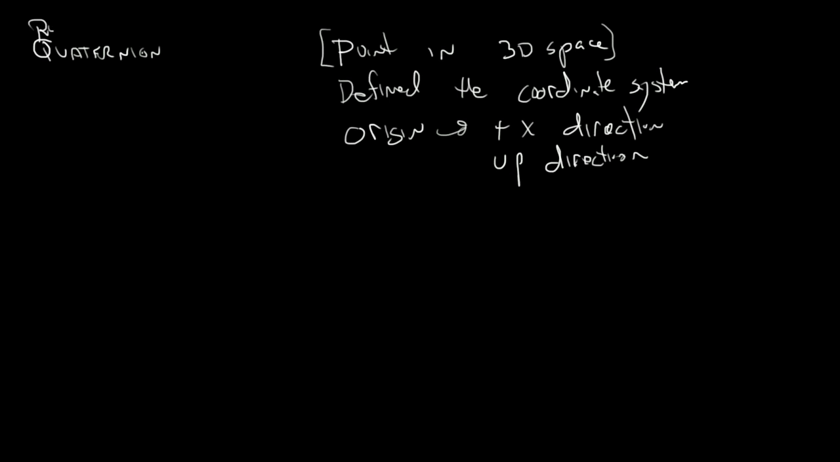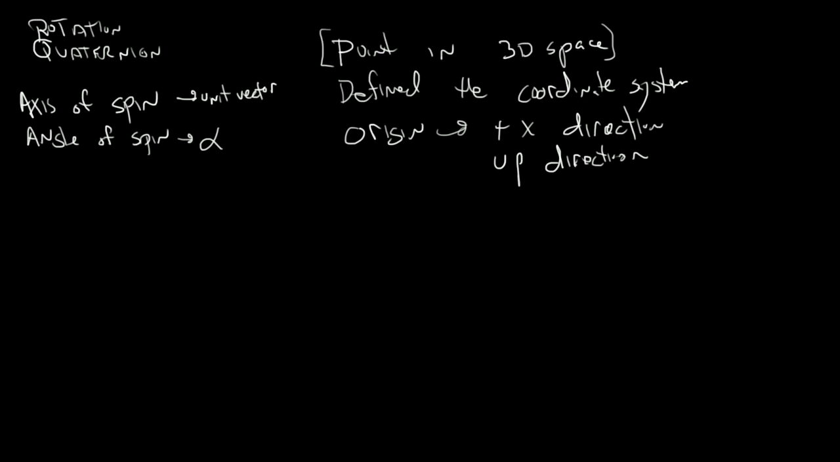The Rotation Quaternion. And that's going to be defined effectively. What goes into that is the axis of spin and then the angle of spin. The axis of spin is going to be a unit vector, a vector of length 1, and the angle of spin we're going to call alpha, which is going to be in a positive counterclockwise direction. All right, so how do you define the quaternion?